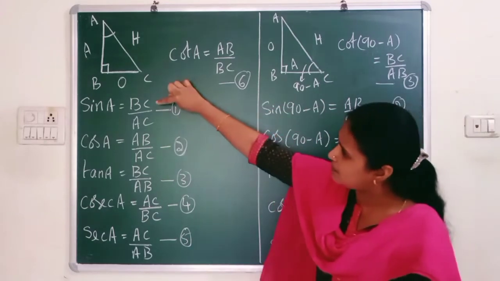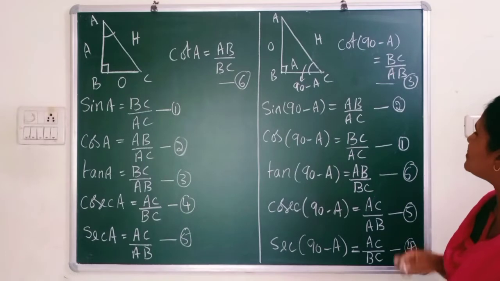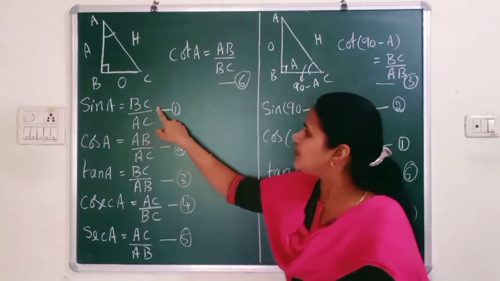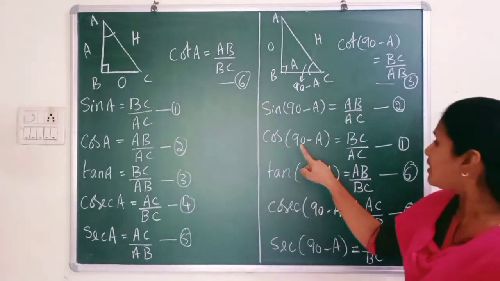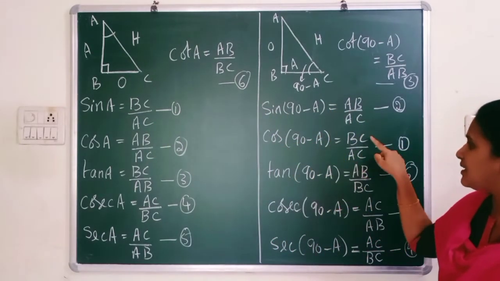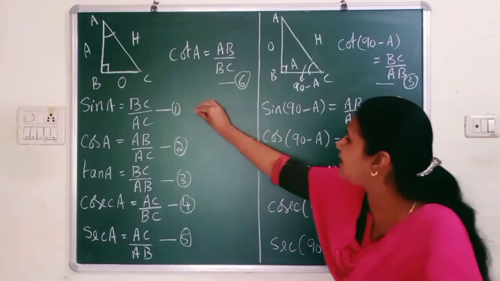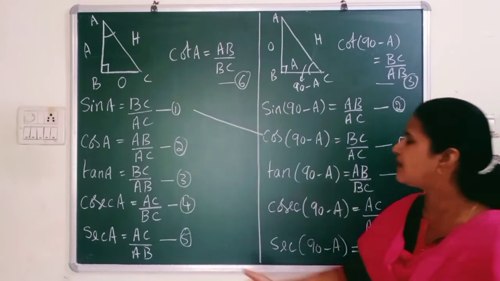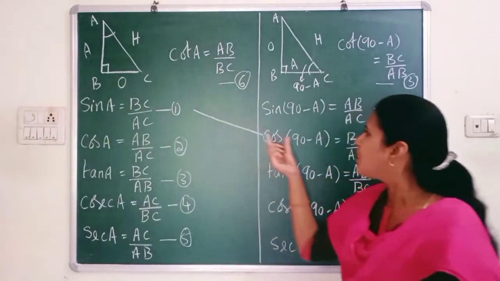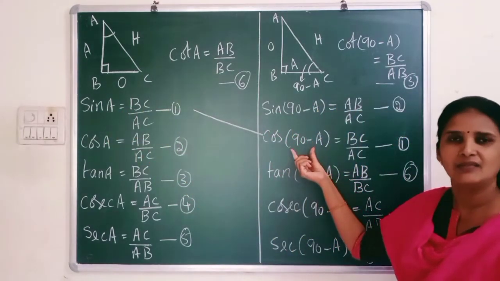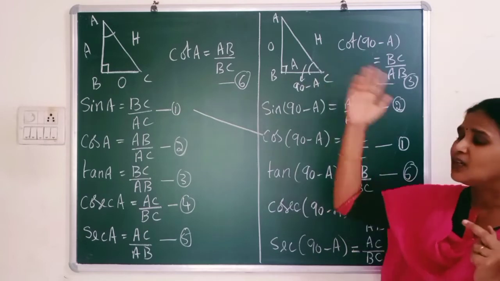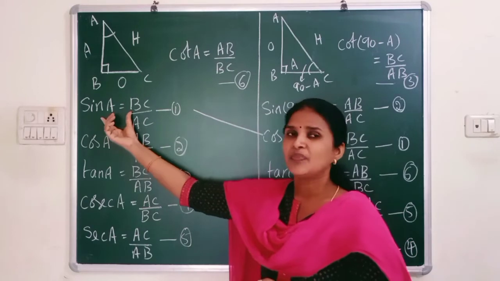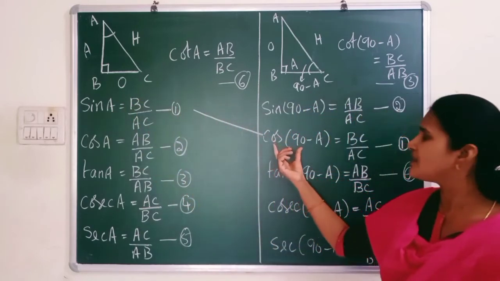So the first one is BC by AC. Where is BC by AC? You can see here, sine A is BC by AC, and here cos 90 minus A is BC by AC. Can I tell that these two are equal? So we got one conclusion, that sine A equals cos 90 minus A. These are called trigonometric ratios of complementary angles. So what is the relationship? Sin A equals cos 90 minus A.